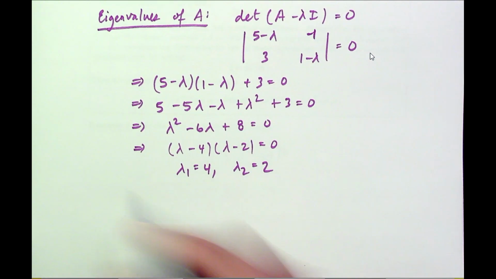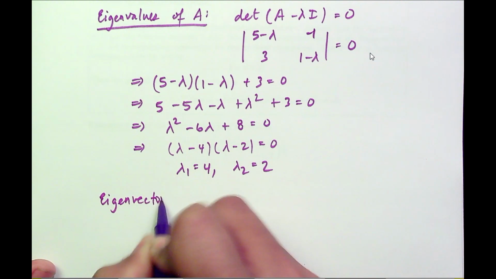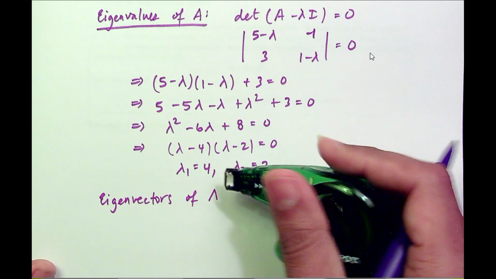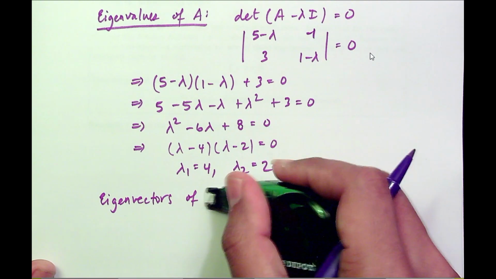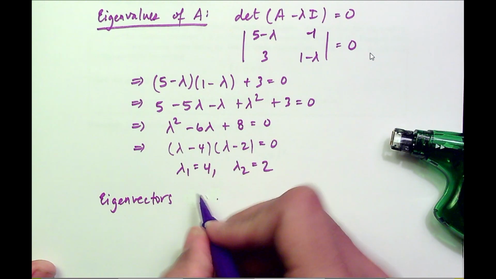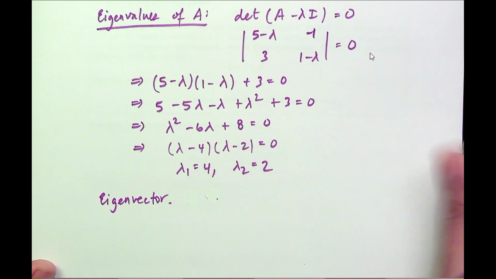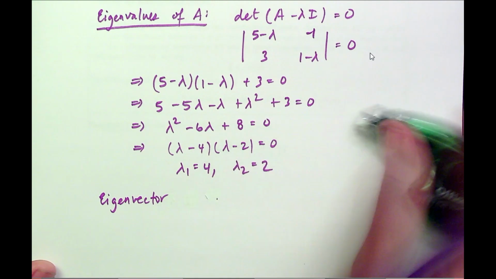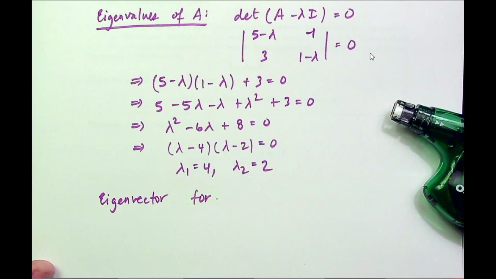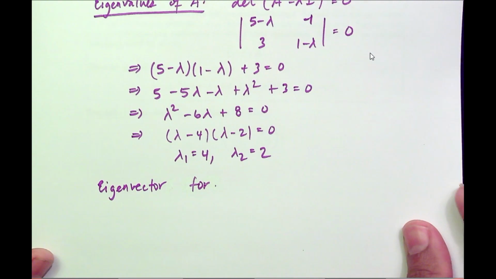Now you find the eigenvectors. So let me start with the eigenvector for lambda 1. Now I'm going to skip ahead because I already illustrated how to find eigenvectors. I just did one where I went through the process.